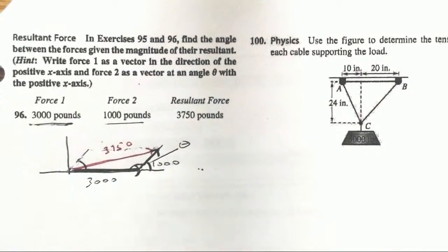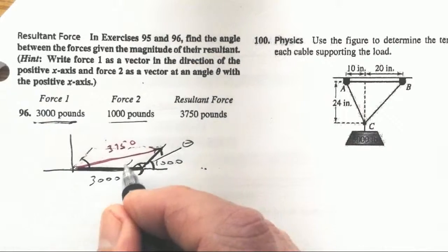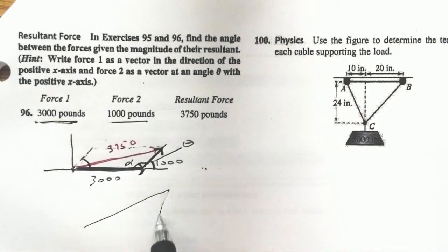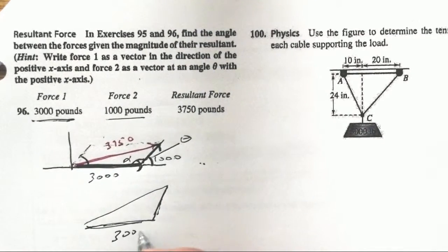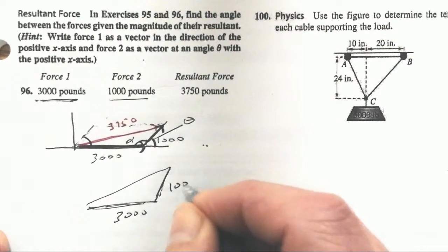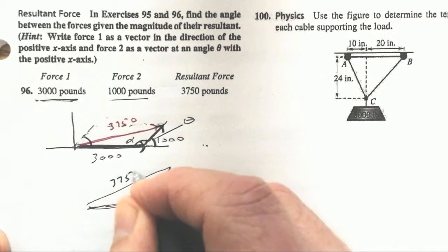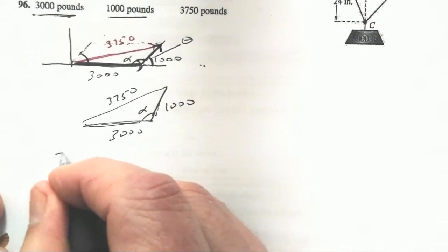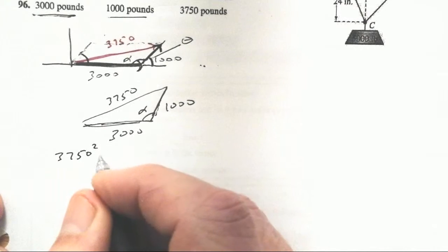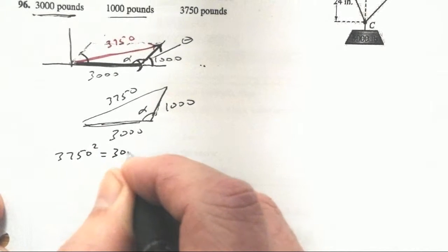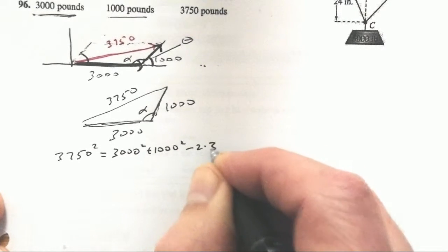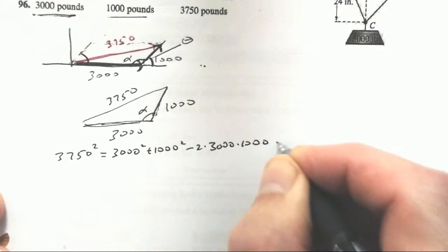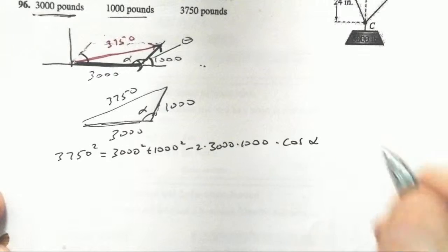I'm going to call this one theta. That's the angle we want to find, but we can find phi. Here's that triangle, not drawn particularly well, where I've got a 3,000, a 1,000, a 3750, and an angle phi. Law of cosines: 3750 squared equals 3,000 squared plus 1,000 squared minus 2 times 3,000 times 1,000 times cosine of phi.